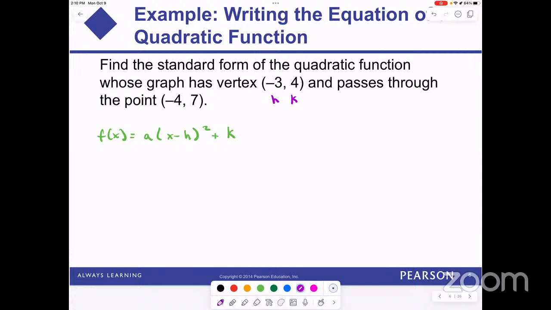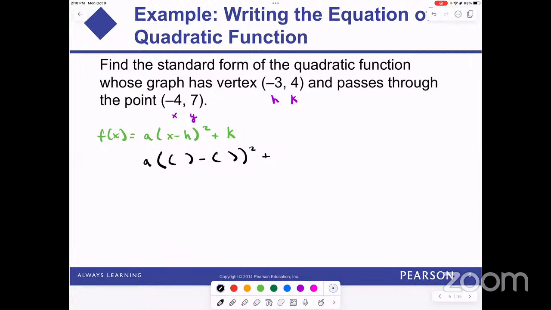If it's passing through this point, that's going to serve as our x and our y. So let's plug in what we're given and see what it's looking like. Now, I don't think we have any information on a. We said the x here. Let me see. We have x minus h squared plus k.